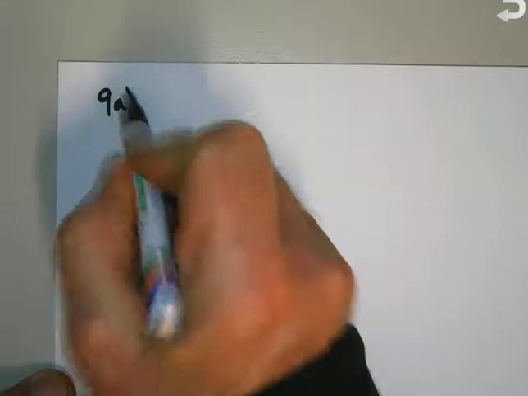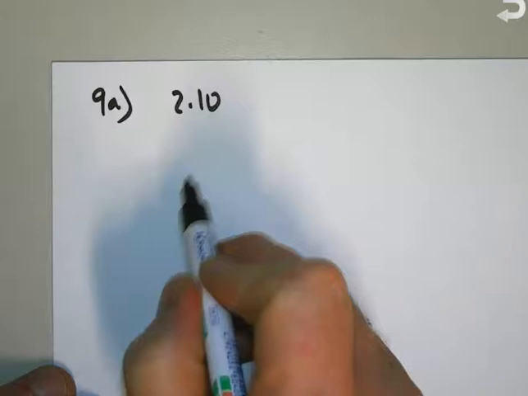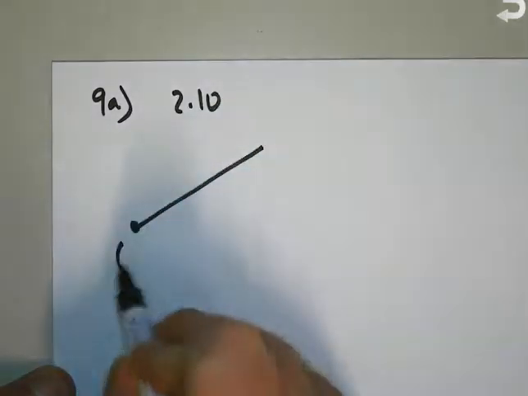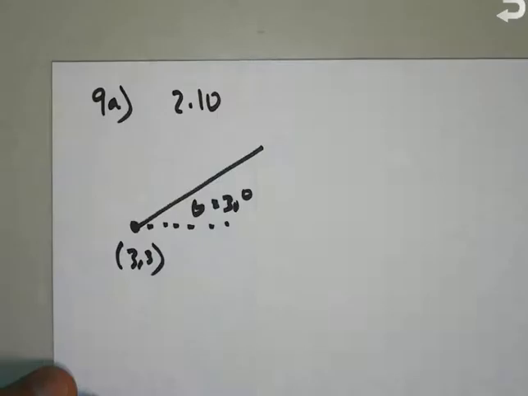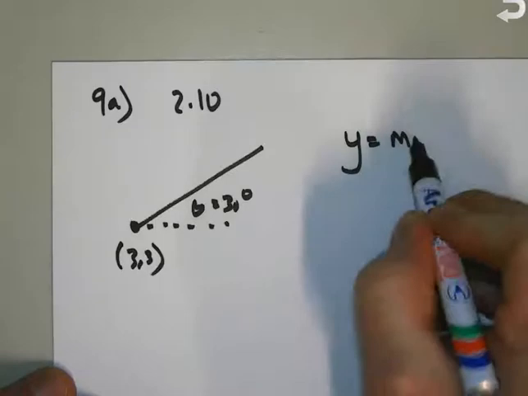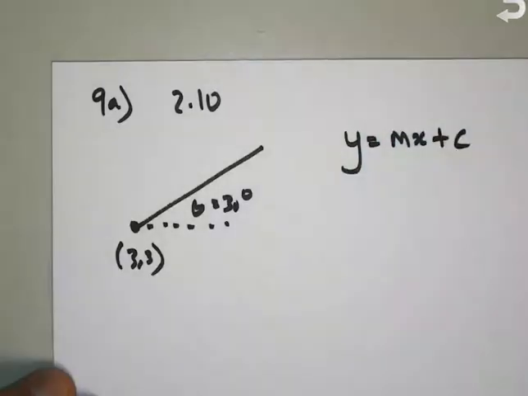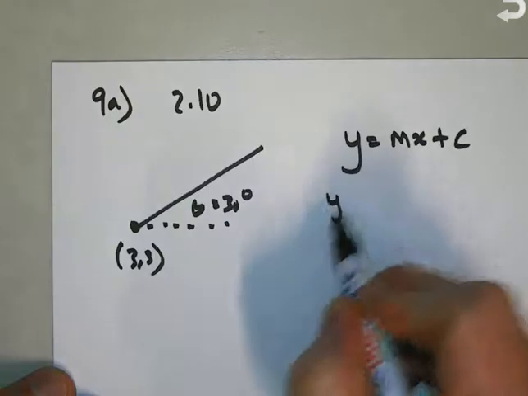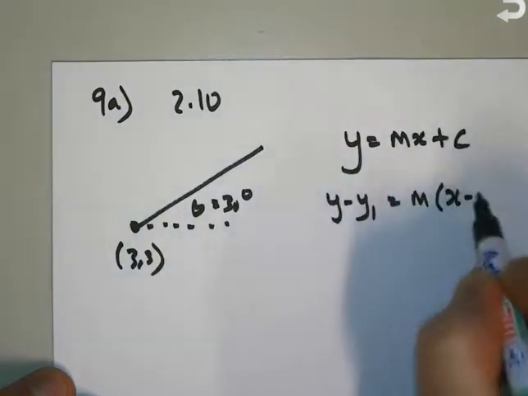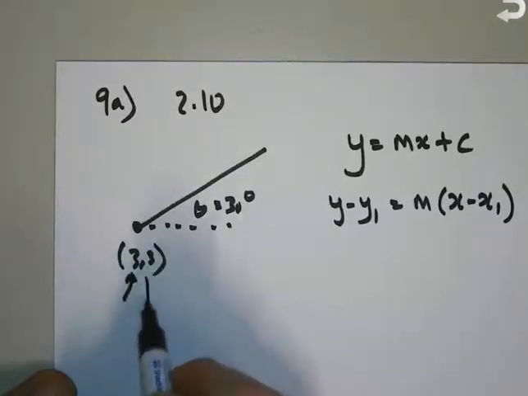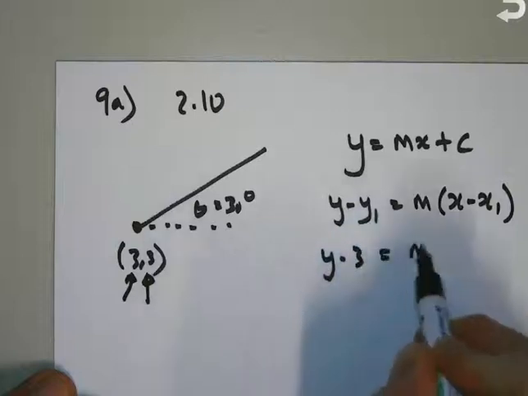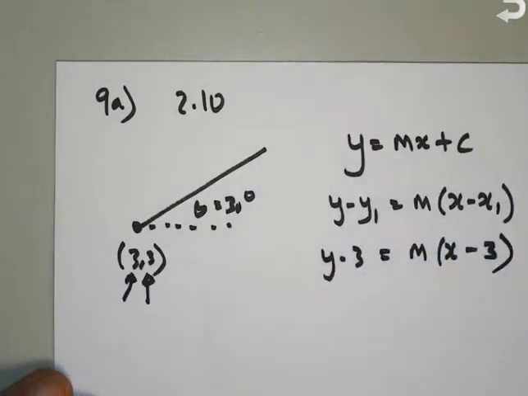So for this question, 9a, at 2:10, I know that it goes through the point 3, 3, and I know that that angle there is 30 degrees. I can work out its equation because of y equals mx plus c, or I have other rules like y minus y1 equals m x minus x1. And in this particular case, x1, y1 are 3 and 3, so y minus 3 equals m x minus 3. I need to find m.